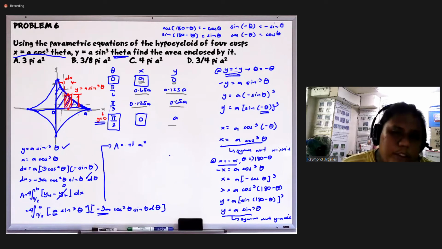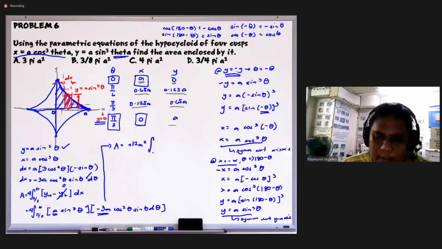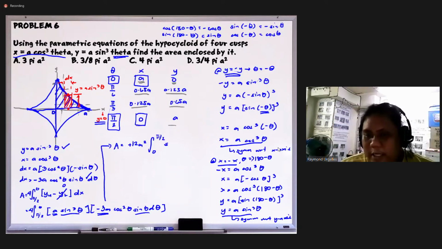Then we have the integral from 0 to pi over 2. We have sine cubed times sine, so that's sine to the 4th theta, then cosine squared theta, d theta.